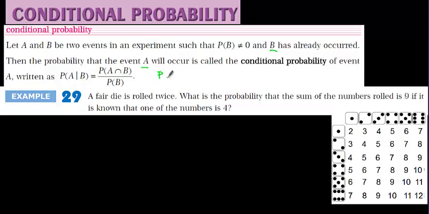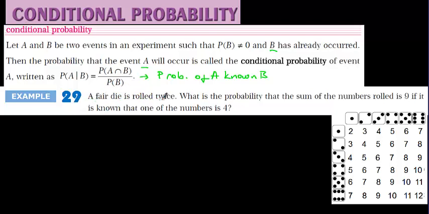I'm reading it like this: the probability of A, given that B happened, is going to be the probability of A intersection B over the probability of B. Okay, if we solve a question, you will understand better.